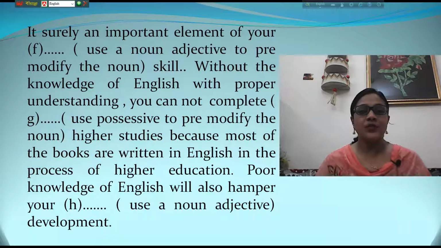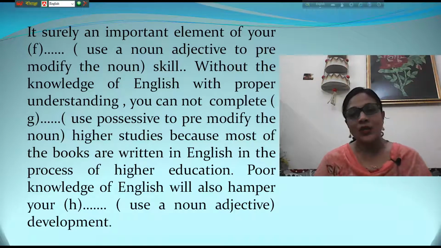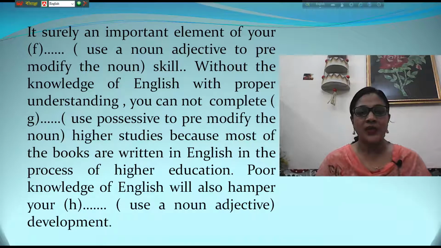It's surely an important element of your, use a noun adjective to pre-modify the noun. এখানে আমাদেরকে একটা নাউনই ব্যবহার করতে হবে। ল্যাঙ্গুয়েজ স্কিল, এফ নাম্বার গ্যাপে আমরা ইউজ করব ল্যাঙ্গুয়েজ স্কিল। আমরা জানি যখন দুটো নাউন পাশাপাশি ব্যবহৃত হয় তখন প্রথম নাউনটা দ্বিতীয় নাউনের মডিফায়ার হিসেবে কাজ করে, এজন্য আমরা ল্যাঙ্গুয়েজ স্কিল এখানে ব্যবহার করলাম। Without the knowledge of English with proper understanding, you cannot complete.